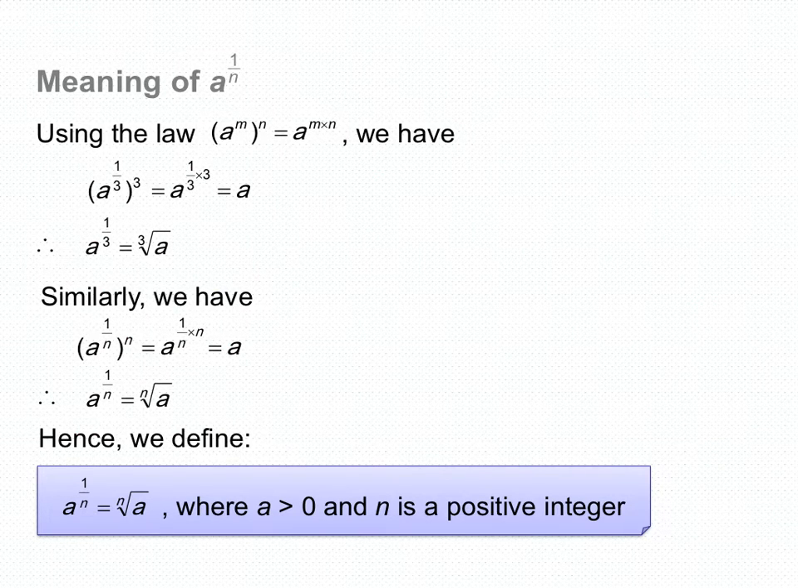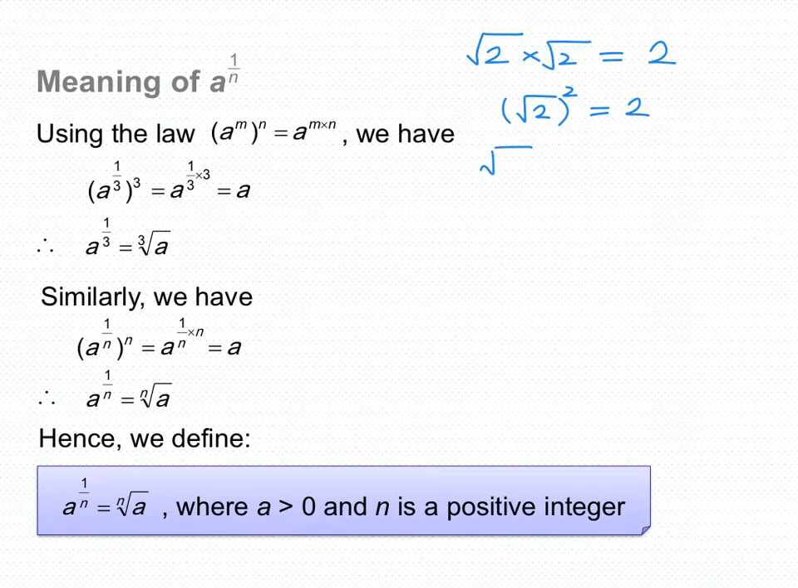For a rational index, where the index is a fraction, we need to know what it means. First, we show you an example for square root 2 times square root 2. It must be equal to 2, because square root 2 times square root 2 is square root 4, and square root 4 is 2. So you have a result: square root 2 squared is 2.